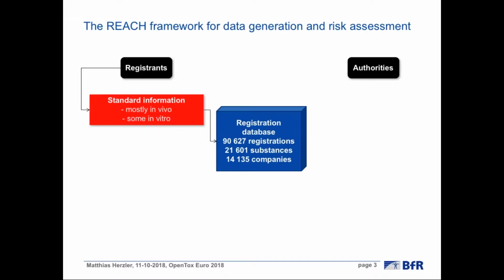So what do registrants do if they work according to their obligations? According to the tonnage in which their substances are marketed, they are obliged to provide standard information on toxicology, which is mostly still in vivo testing. There are some in vitro standard information requirements already defined. They provide this data, and the data are then collected in the registration database. As of October now, this is from the ECHA website, we have received over 90,000 registrations on over 20,000 substances and from over 14,000 companies. So talking about big data, here it is.